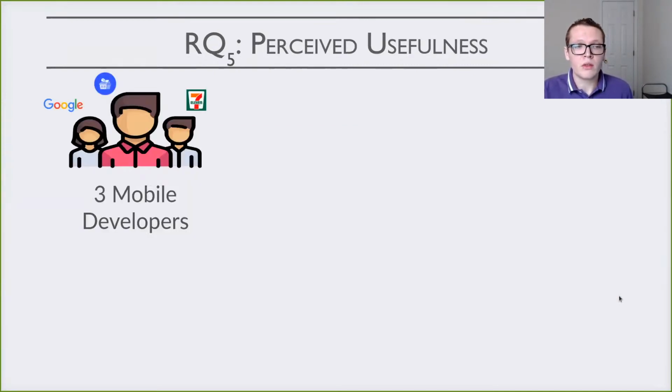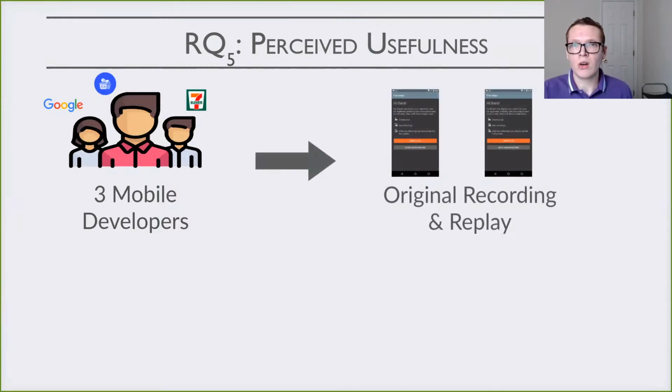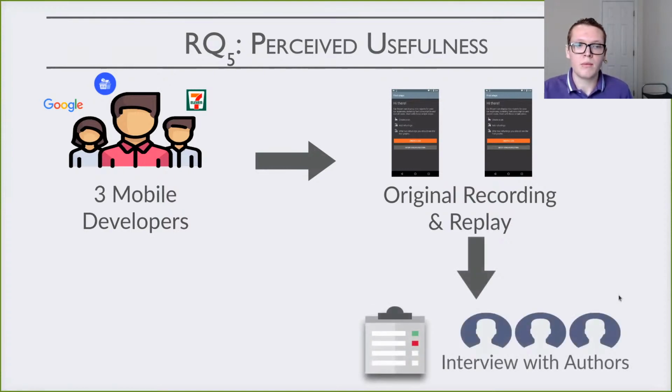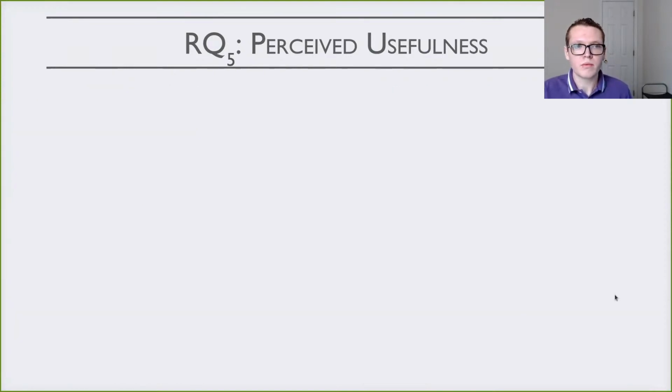For RQ5, we interviewed 3 mobile developers from Google, Proximus, and 7-Eleven. We took the application that they worked on, generated our own videos from them, fed them through V2S, and recorded the replay that V2S generated and interviewed them. Here are some of the responses.